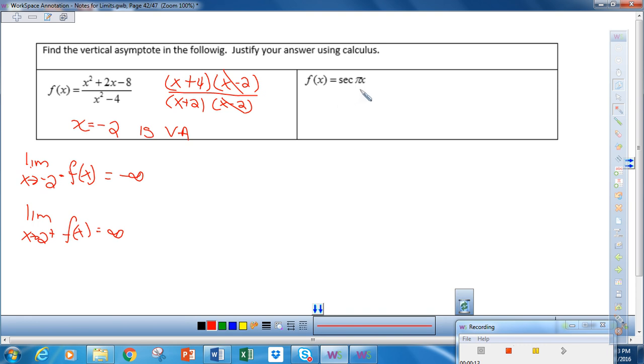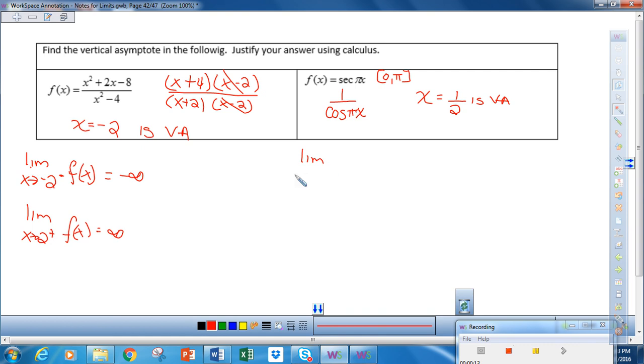Okay, secant pi over x. Well, I know secant is 1 over cosine pi x. And when is cosine 0? Cosine is 0 at pi over 2, so x equals 1/2 is a vertical asymptote. And of course, the multiples of that are true as well, so let's just pretend as if we're going from, let's say, 0 to pi, just because I'm being lazy here, because 3 pi over 2 would do the same thing. So if this is a vertical asymptote, how do I know?